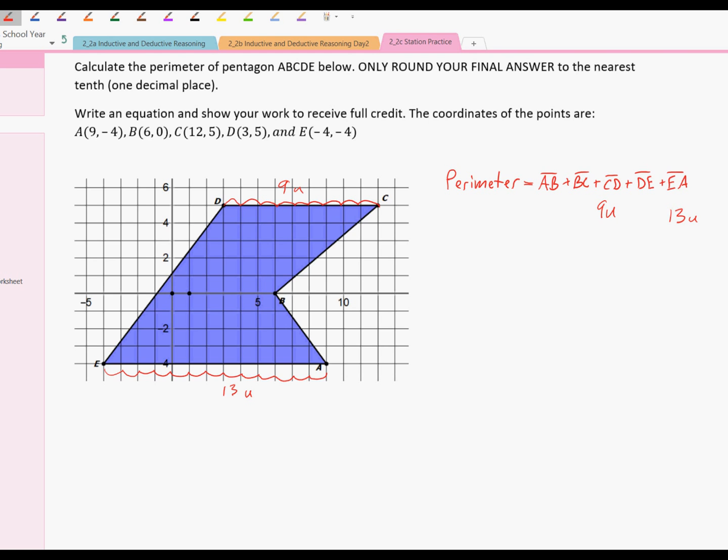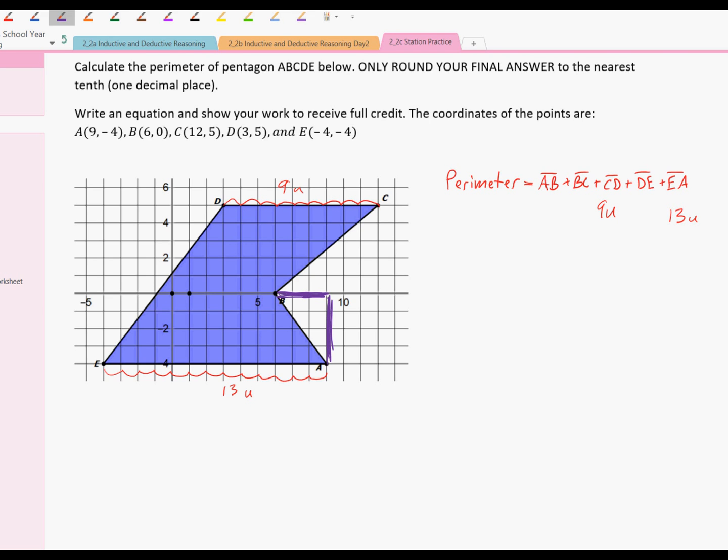Now the other ones, AB, BC, and DE, they all are not horizontal, so I have to use the distance formula. Now to keep it simple, what I'm going to do is just turn each of these into a right triangle. So I'm going to take AB and draw a line from here to here. So let's count.